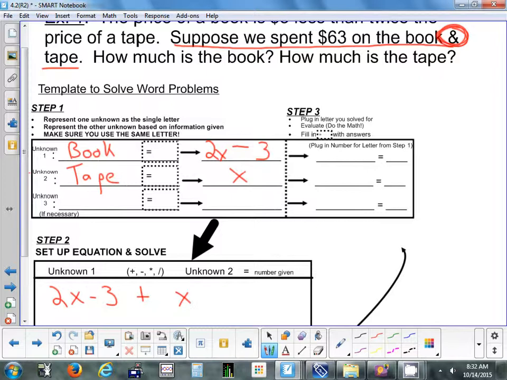Anybody out there think they might know what it's going to equal? Look at the second sentence. What do you think this equation we just set up is going to equal? Caitlin? 63. Exactly. The only number given in that second sentence is 63, so it's going to equal the number given. So I look at that second sentence to tell me what operation I'm going to use and what it's going to equal. Okay? Now I got to scroll down.